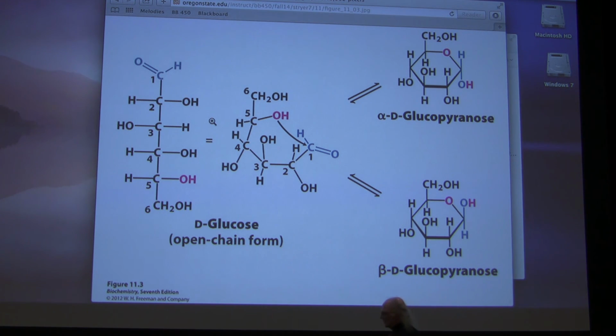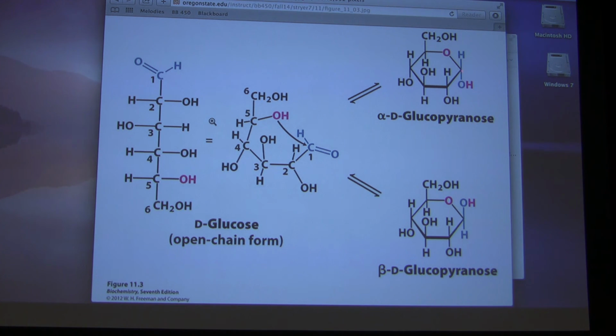In solution, this ring structure can form very readily. And not only can it form very readily, but it can go back and forth between one form and the other. You notice the back and forth arrows going there. Back and forth between one to another. So it actually can go from here, back to here, up to here. That's what happens.